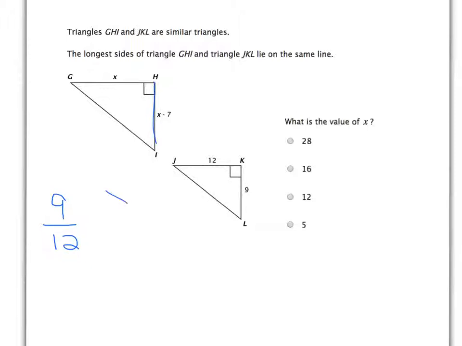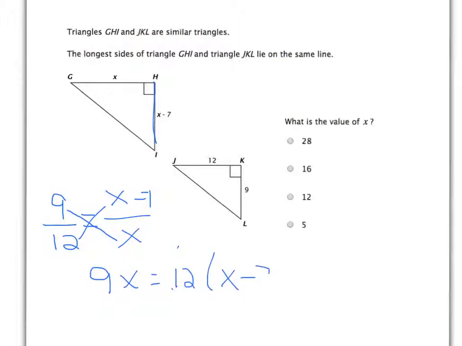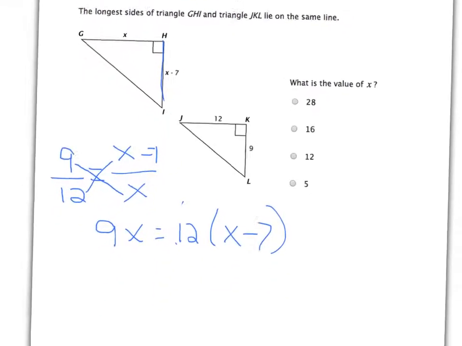The rise over the run. We know that these two ratios are proportional because they're right triangles that are similar. So now we can just solve that proportion like we did in the last unit. So we can use cross multiplication. So 9x is equal to 12 times x minus 7. And we can solve that equation.